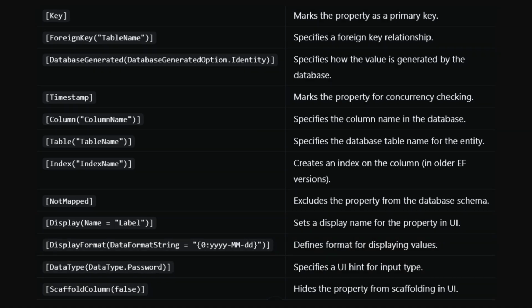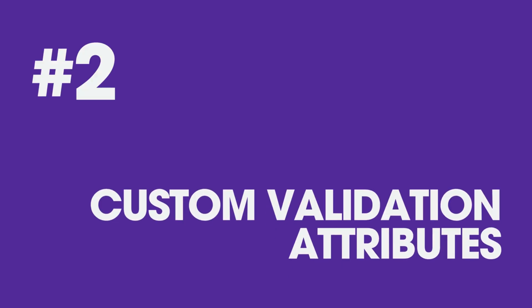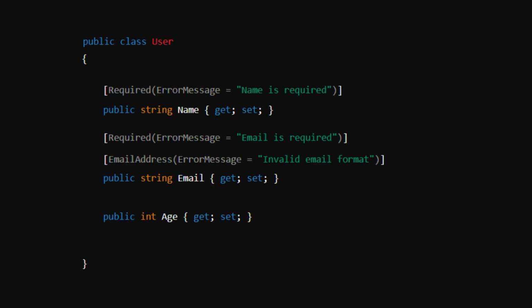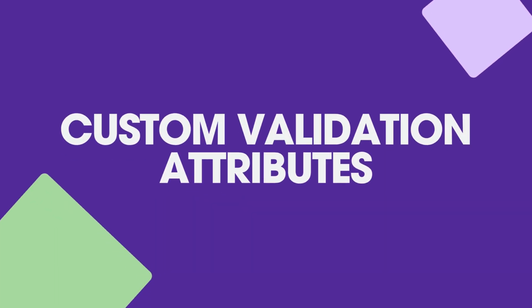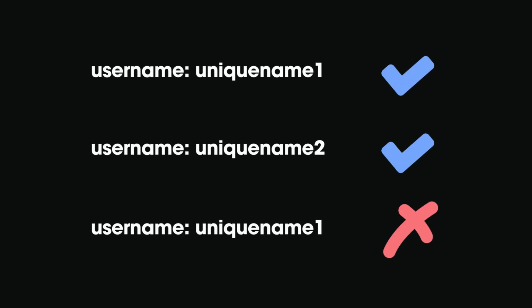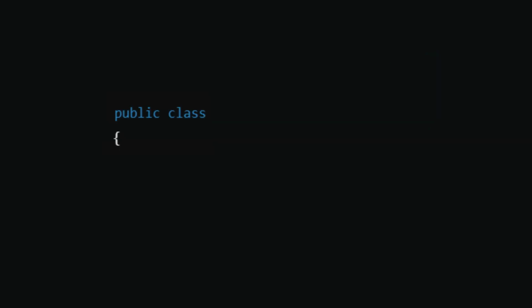Next, validation method 2, custom validation attributes. Sometimes, data annotation is not enough. This is why we use custom validation attributes. Let's say we want to ensure that a username is unique in the database. First, create a custom validation attribute. We'll name it unique username attribute, which inherits from validation attribute.